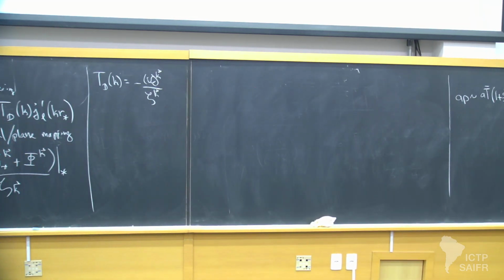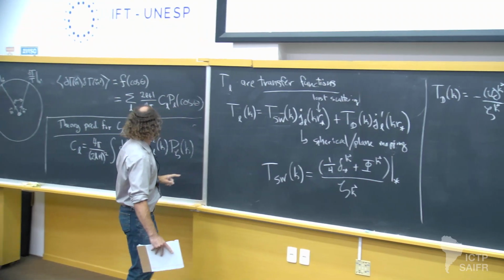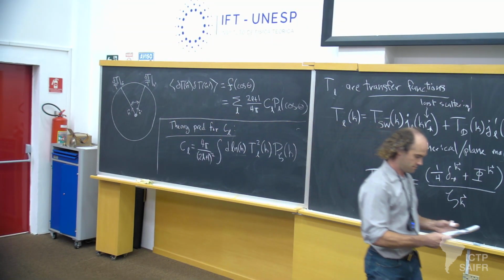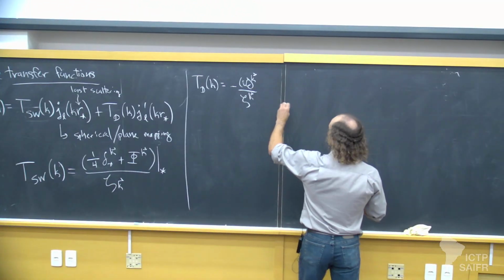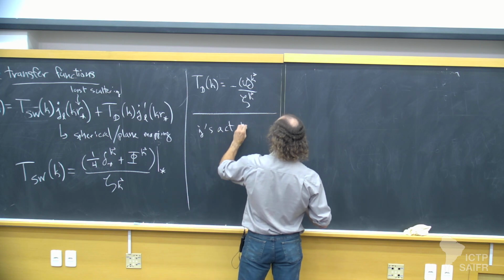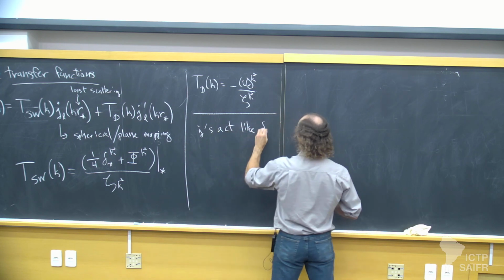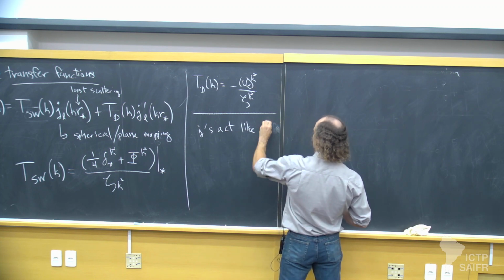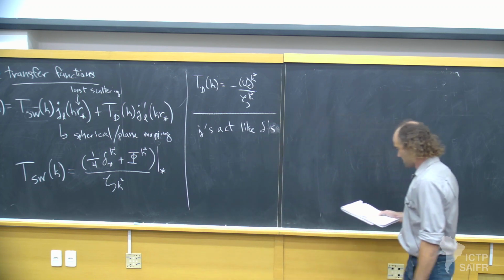So even though these are Bessel functions, if we were to actually do this integral here, they still act almost like delta functions. So we can get an approximate result for this integral in certain cases. The J's act like deltas. That fits there nicely.